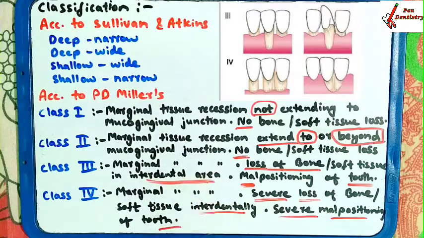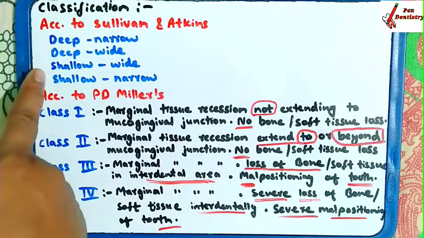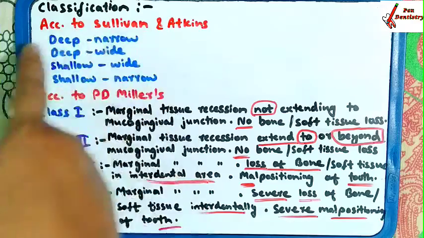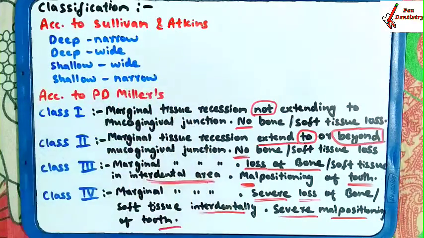Okay, and Sullivan and Atkin have said deep and shallow. They have divided into deep and shallow, that is deep narrow, deep wide, shallow narrow and shallow wide. This is the trick you will use here, and this is very easy to remember. So put it in your mind and learn dentistry in an easy manner with Pen Dentistry.